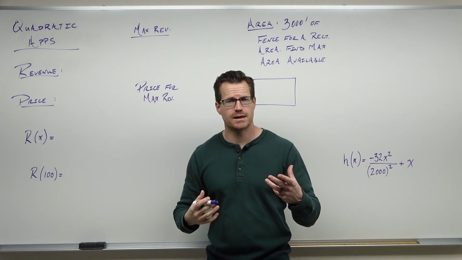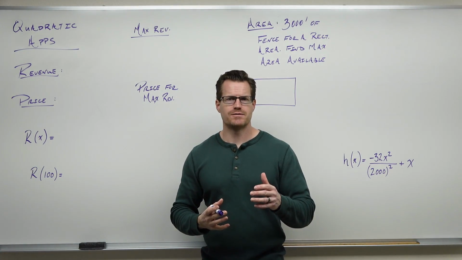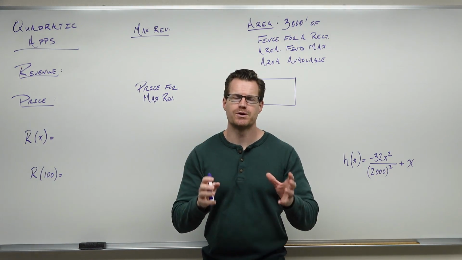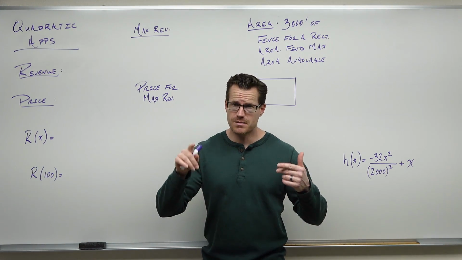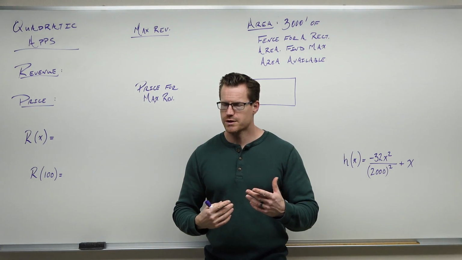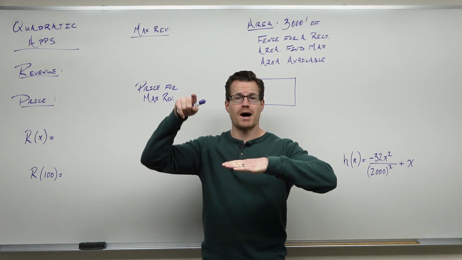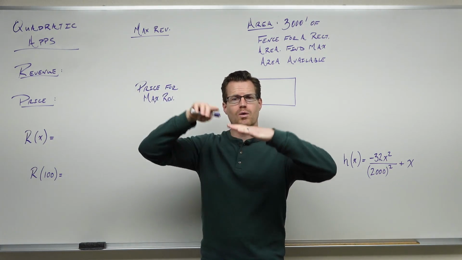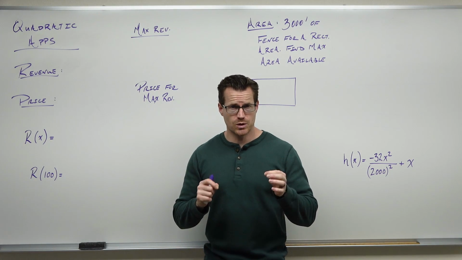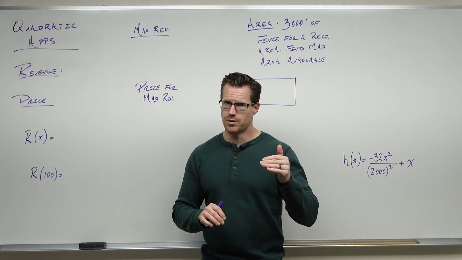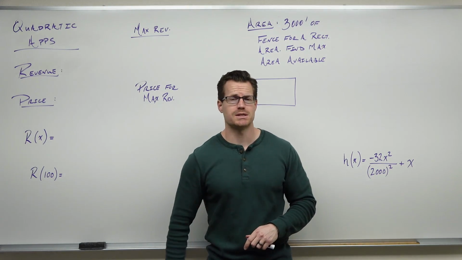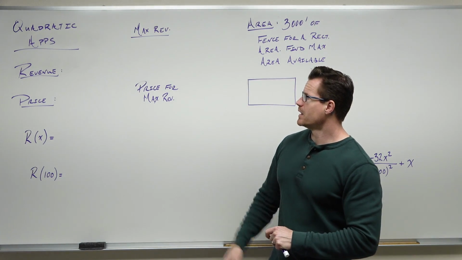So what a vertex does, if you're ever asked to find the maximum height of a downward opening parabola, use the vertex formula. If you're ever asked to find the minimum height of an upward opening parabola, use the vertex formula. Of course, we really can't find the maximum height of an upward opening, that's infinity, or the minimum height of a downward opening, that's also infinity. But the vertex will give us the minimum for an upward or the maximum for a downward opening parabola. We're going to use that like 3 times in these examples. So let's take a look at the first one.